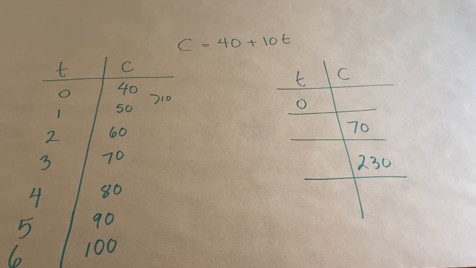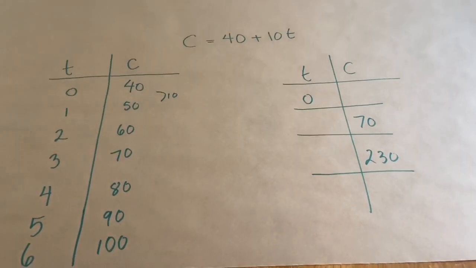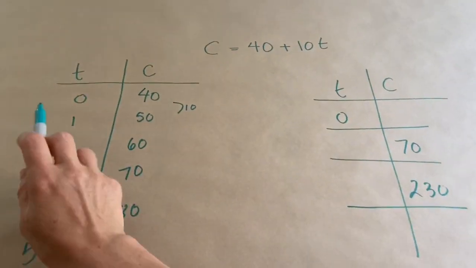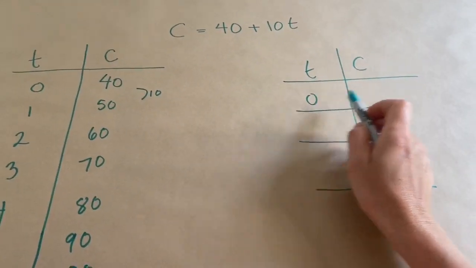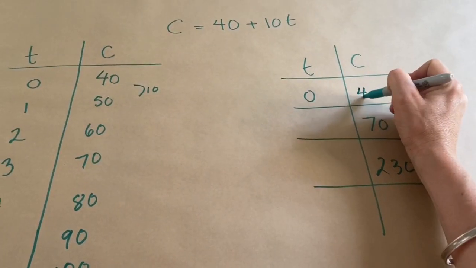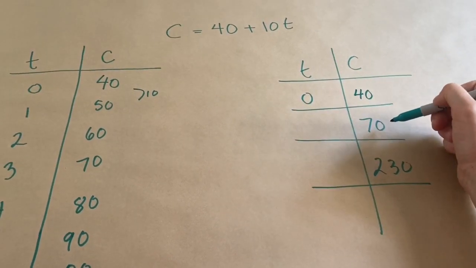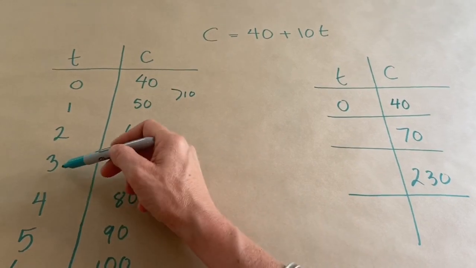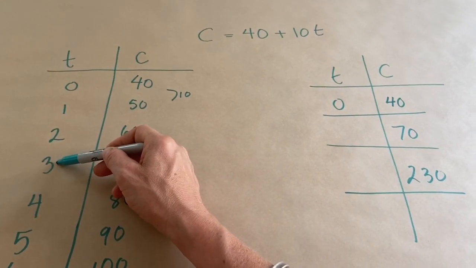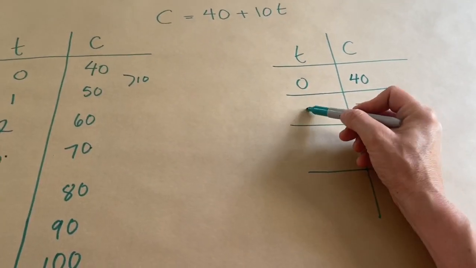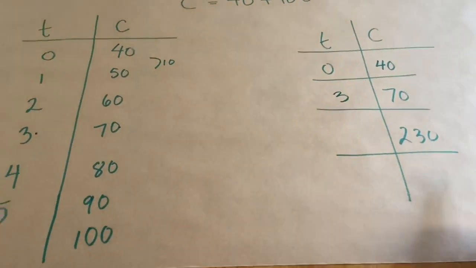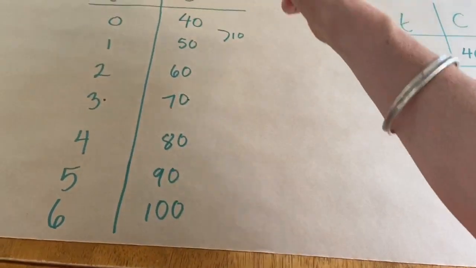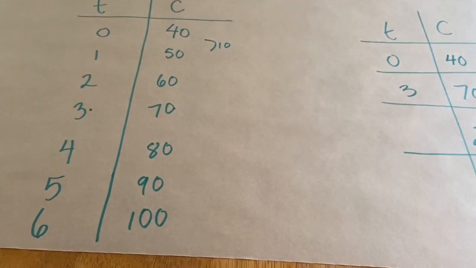Okay, so I have the two tables of values next to each other. I know that at the beginning the cost should be 40. And I want to know, when is the cost 70? The cost is 70 after 3 hours, when the time is 3. So over here I can put a 3. Now, the problem is 230. I cannot find 230 on here, and I'd have to make a really long table of values.